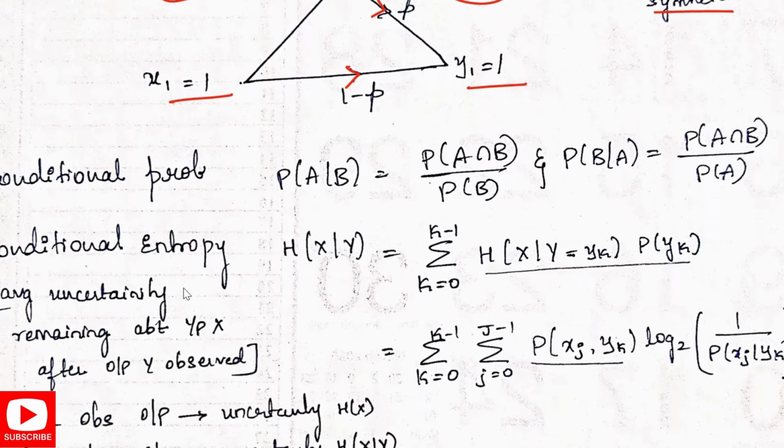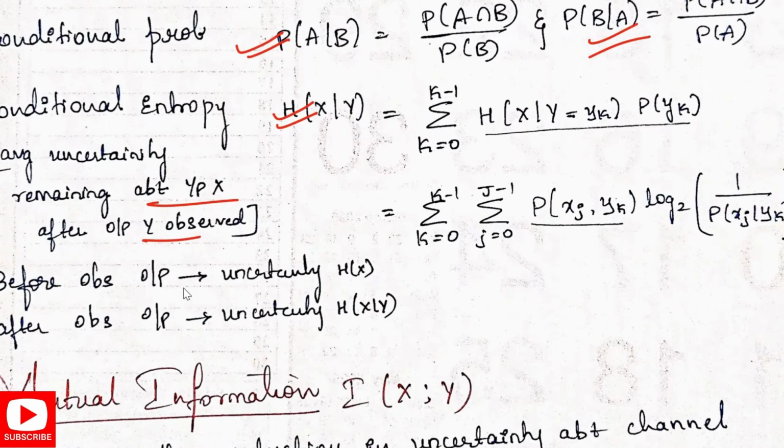Next is conditional probability. You know this from the previous years you have been learning about it. This is the conditional probability formula. Now conditional entropy. This is the equation for the conditional entropy. It is the average uncertainty remaining about the input X after the output Y is observed. That is what is called conditional entropy. Based on that, on expanding this, you can also write it as this type of equation. Before observing the output, the uncertainty is H of X. After observing, it is H of X given Y.